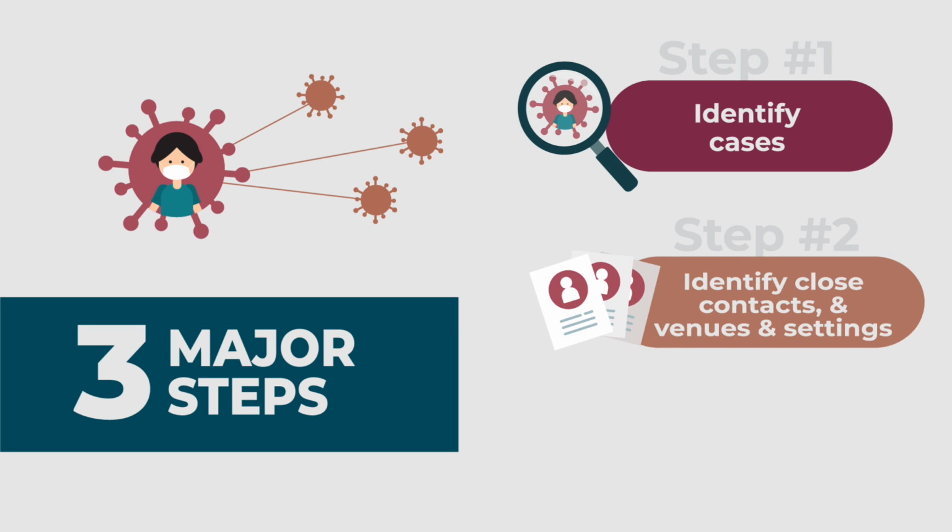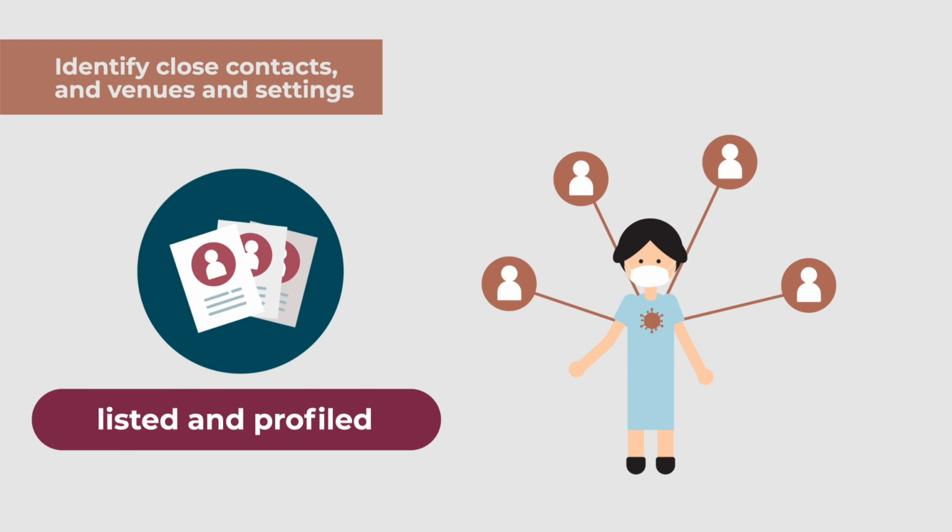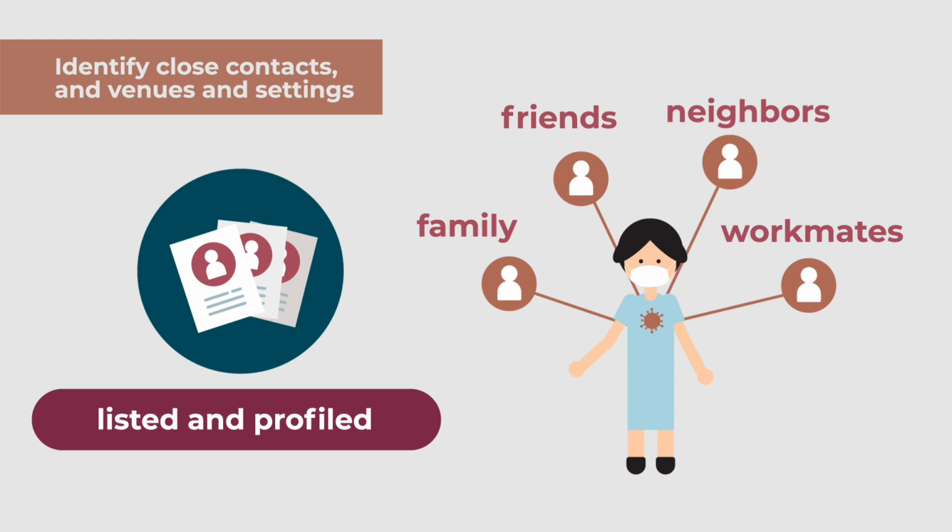Step 2. Identify close contacts and venues and settings. All persons considered to have close contact with a person with COVID-19 should be listed and profiled. These close contacts can be family members, friends, neighbors, or workmates.